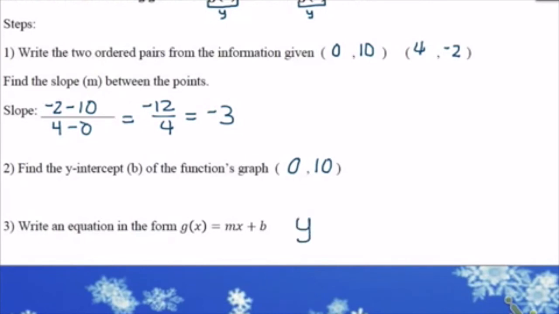And so our function g of x, when we write our typical linear equation, is y is equal to negative 3x plus 10. Now to write that in function form, we just look at the letter representing the function, which is g, and we substitute g of x for the y.